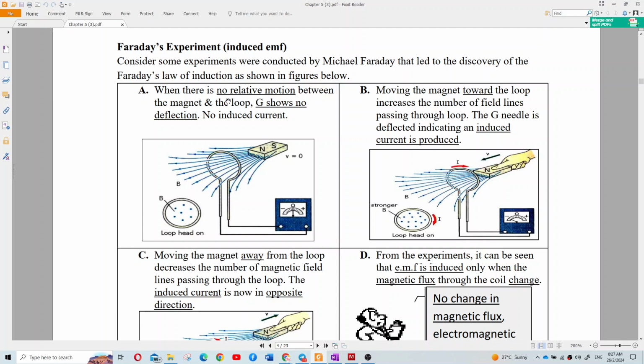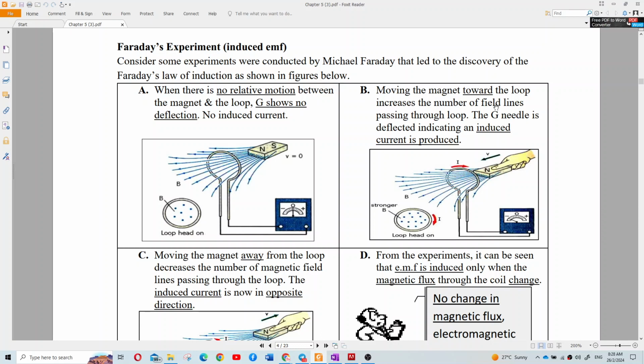If there is no relative motion between the magnet and the loop, the galvanometer shows no deflection, no induced current. That means if this magnet and this coil don't move, no electric is generated. Because the magnetic flux through this area doesn't change. It maintains the same magnetic flux. No change.